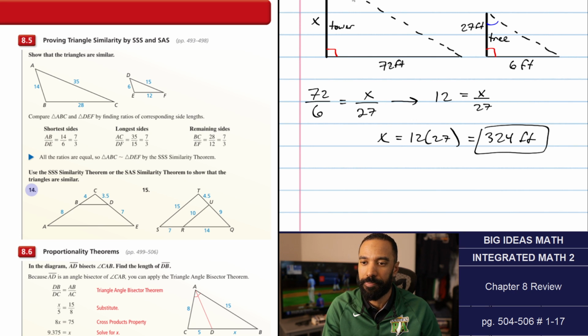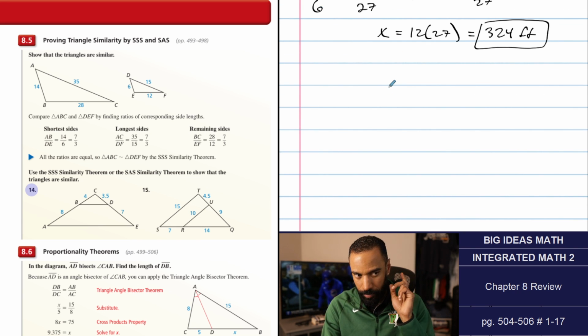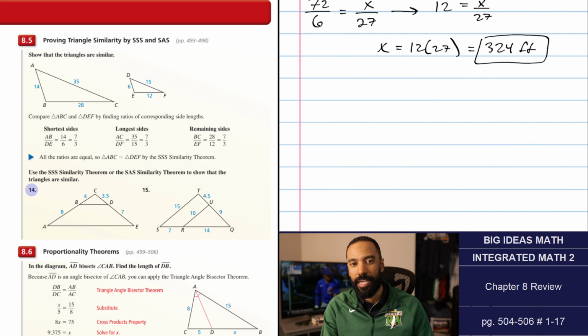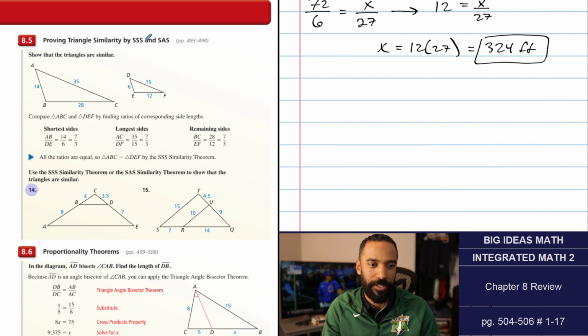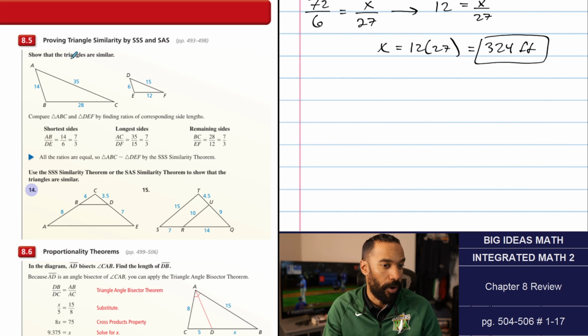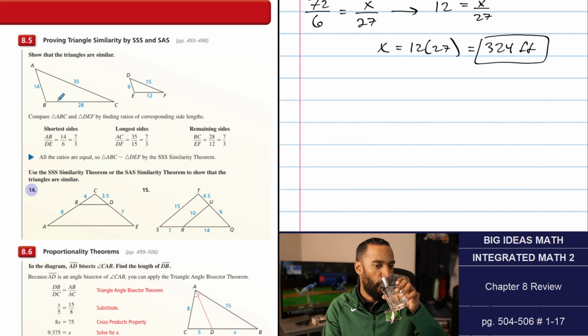Okay, 2 more sections. 8.5 is a lot like 8.4, because it's triangle similarity, but it's not using angle-angle, it's side-side-side and side-angle-side. What are they all about? Well, let me tell you what side-side-side is all about after a quick water break.